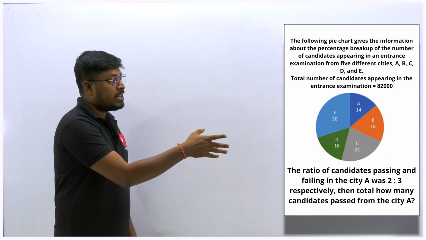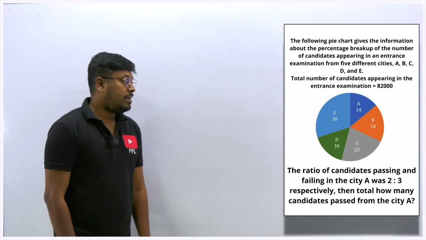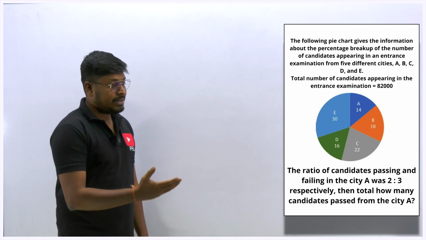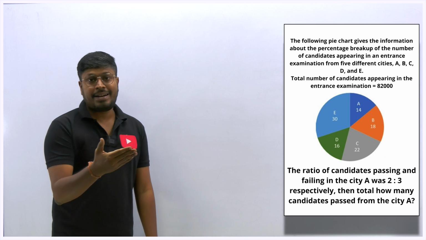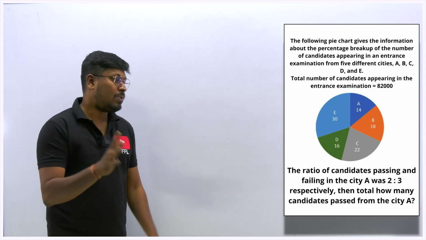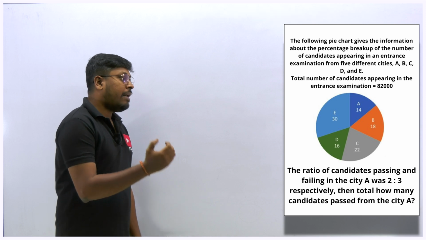So the pie chart is based upon the total number of candidates appearing for the examination, right? And A, B, C, D are the cities that they have given. The total number of people appearing for the entrance examination was 82,000. All the values are directly given in the chart itself, right? Under that you have 5 questions.